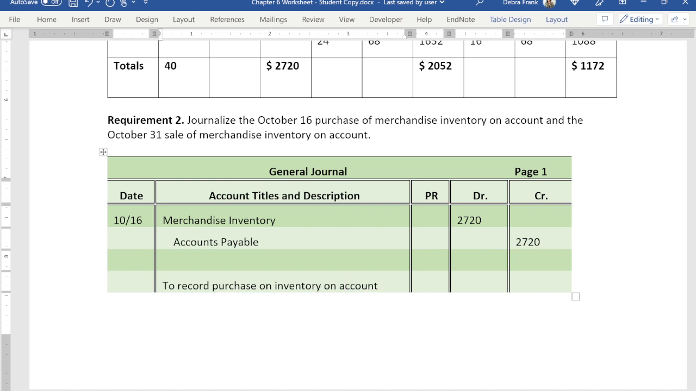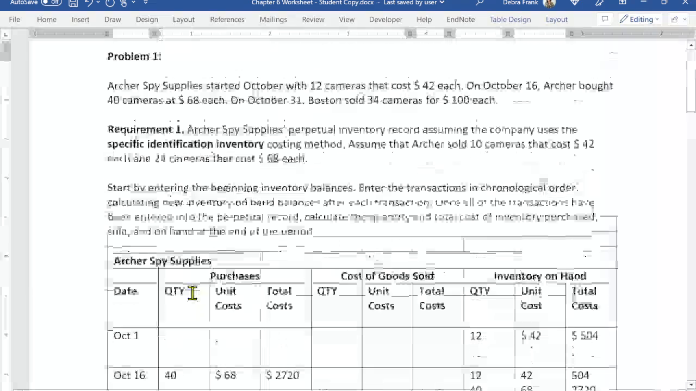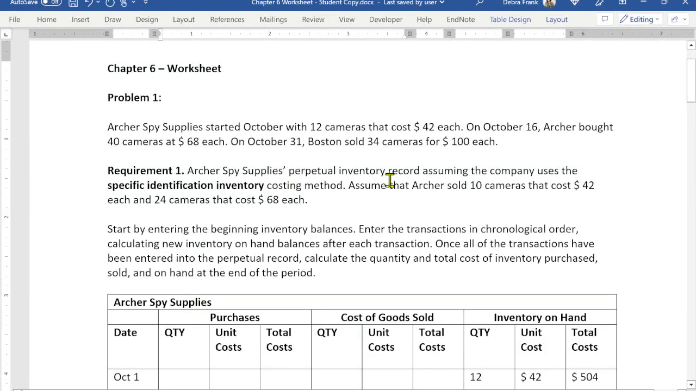So that is it for this problem. That's not too bad. That was a perpetual inventory system and it was using specific identification. So one of the easier ones. And in the next video, we'll do some other practice with our merchandise inventory.